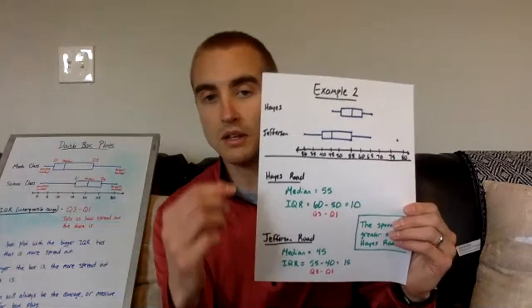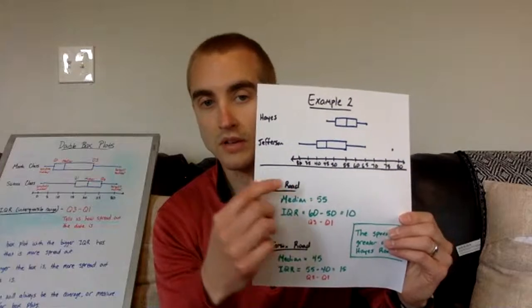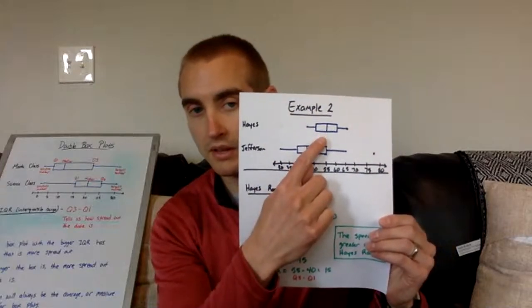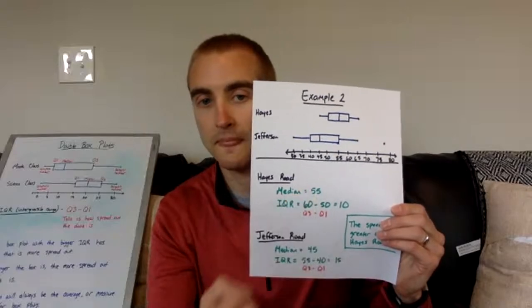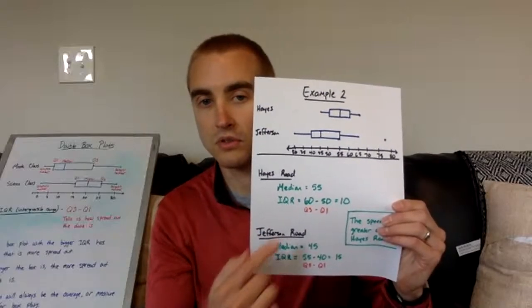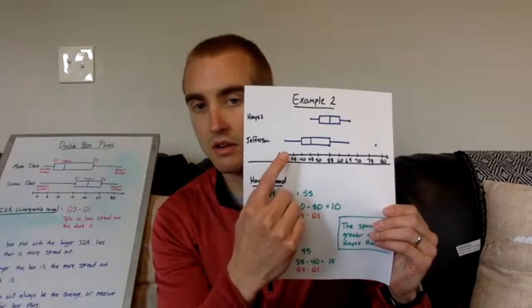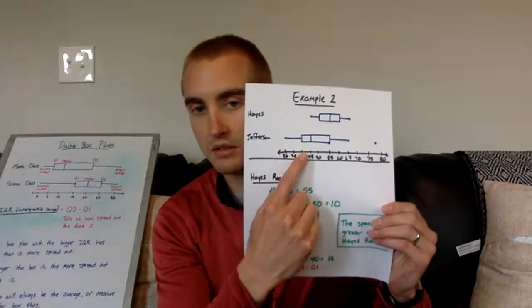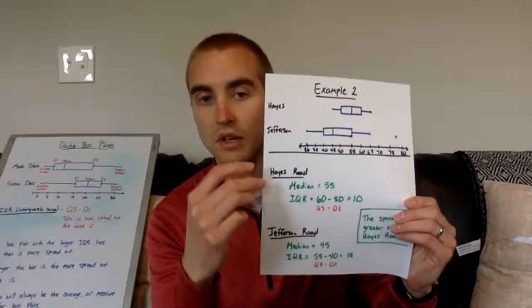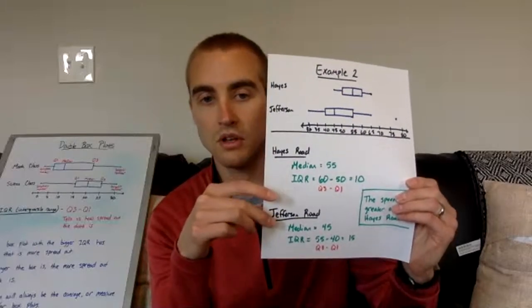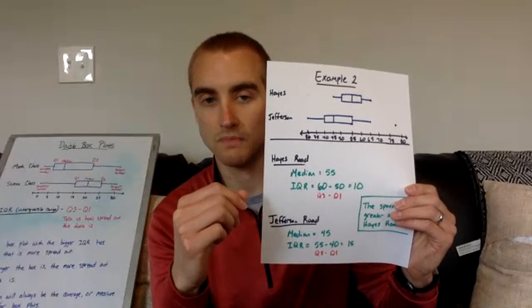So the median for Hayes Road, if you look up here, the middle line, drop down, that is at 55. Okay, the median for Jefferson Road, Jefferson is right here, the middle line in that box, you drop down, and that is at 45. Okay, so 55 for Hayes Road, 45 for Jefferson Road.